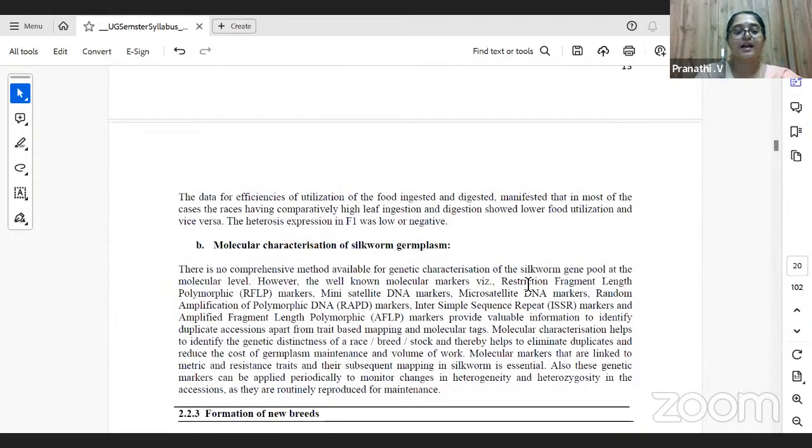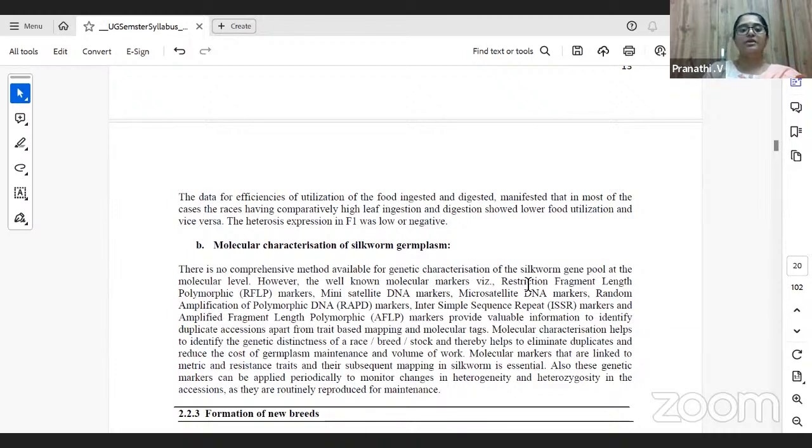Now this is mostly showing the efficiency of the food ingested and digested. Then it should be manifested so that in the races where you see high leaf ingestion and digestion, they showed lower food utilization and vice versa.